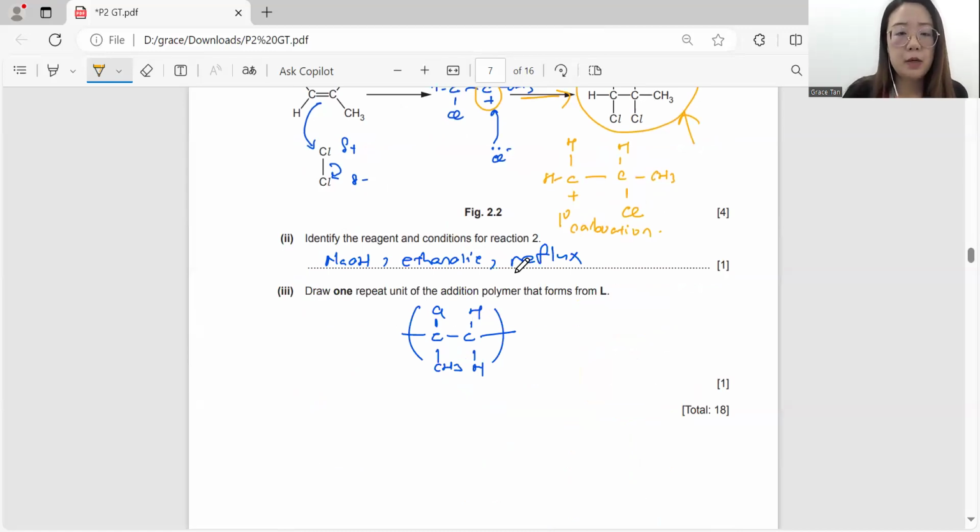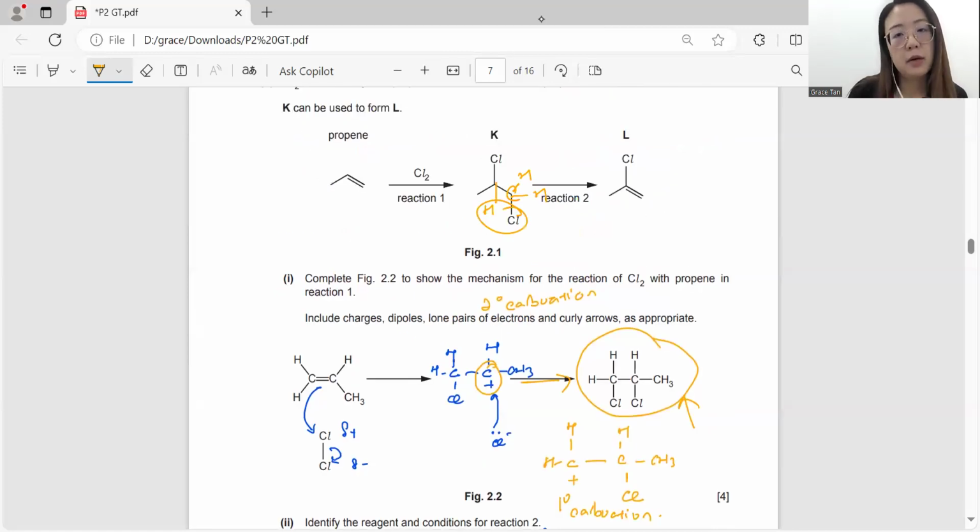Draw one repeat unit of the addition polymer that forms L. Okay, so this is your L. You want to draw the addition polymer, right? You need to focus on the double bond. Oops, let me just erase this. Okay, so you want to put the double bond in the middle, the bridge between the two vertical lines. Therefore, you will get your, I zoom out for you to see the whole thing.